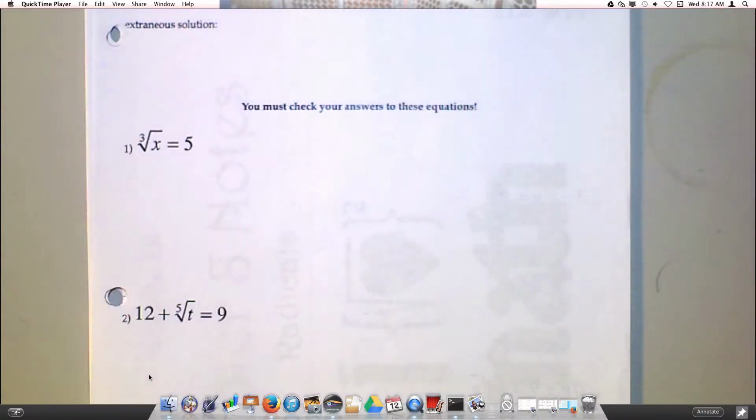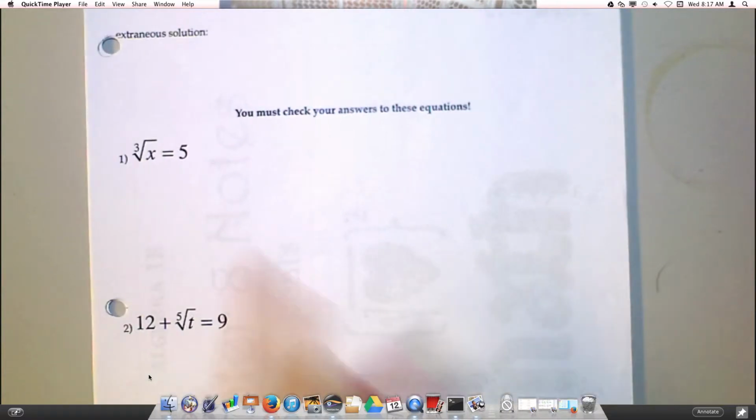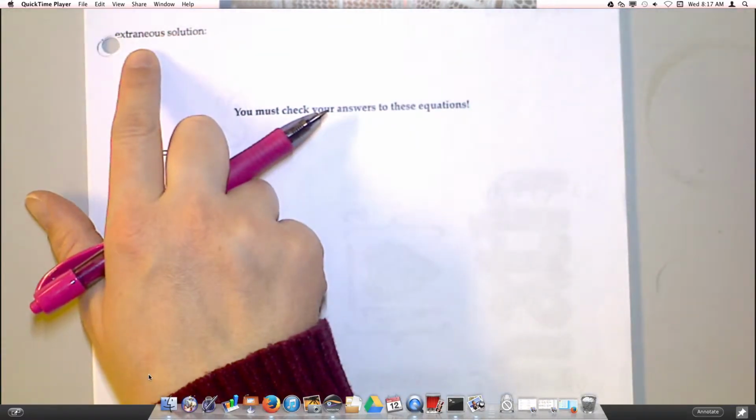Equations with radicals. Remember, solving is where you're working backwards. You're trying to undo things so that you can find what the variable is actually equal to. Okay? So most of this is going to be really, really easy. The thing that's weird about solving equations with these things is sometimes you get what's called an extraneous solution.